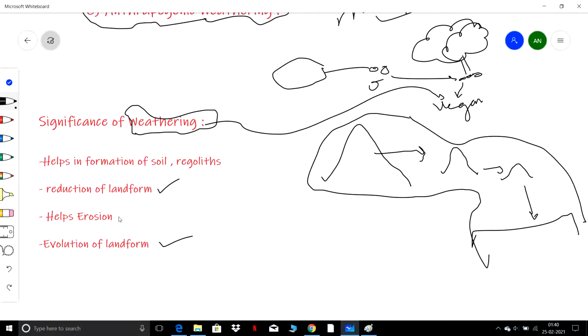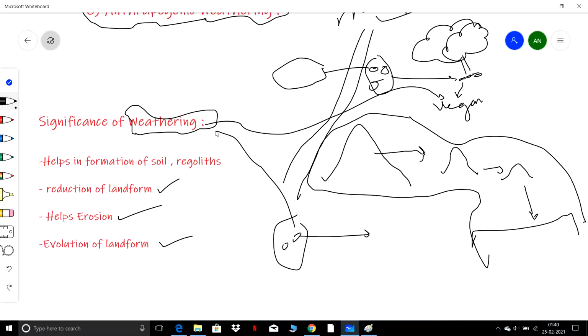Weathering also helps erosion because the weathered debris will be carried by erosional agents such as rivers and winds. Small debris will be carried by the winds. How are these debris formed? Through weathering. Hence, these are the aspects of weathering. So this is with respect to weathering.